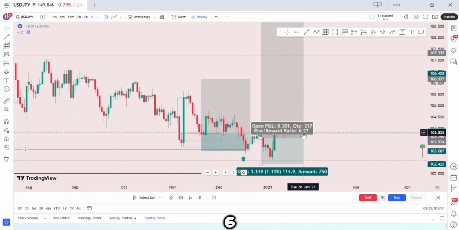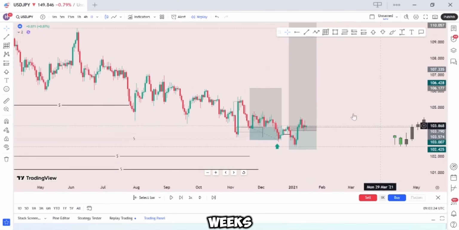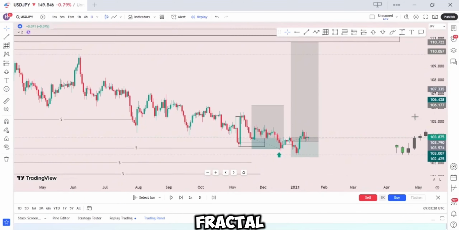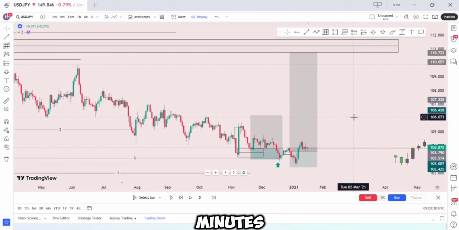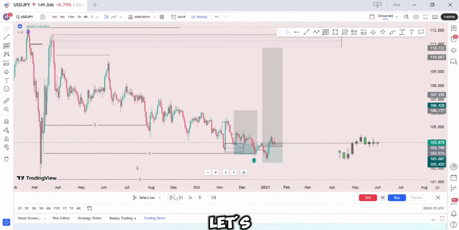This is giving us a 6R trade. Now this might take days and weeks to play out because this is the daily time frame. Don't forget, this market is fractal. It also works best in the 5 minutes, 1 hour, 15 minutes, and 1 minute. So let's see if we are going to reach our profit target.